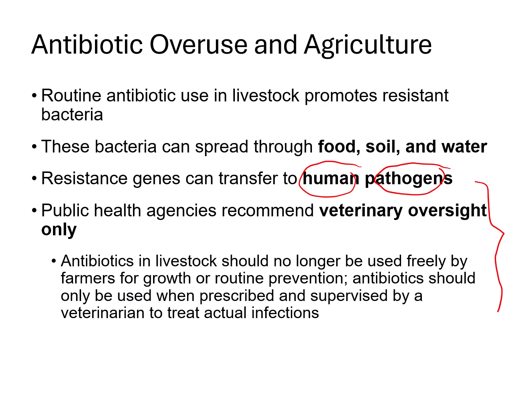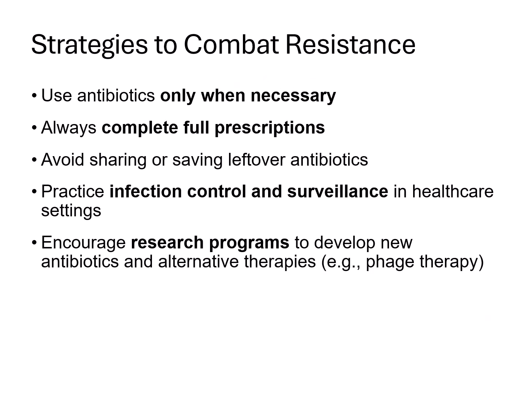So one way we can avoid the spread of antibiotic resistance or antimicrobial resistance is through veterinary oversight. What this means is that antibiotics should only be used in animals like livestock under the supervision and approval of a licensed veterinarian, and these antibiotics should not be used routinely or for non-medical purposes like growth promotion. Other ways to combat resistance include using antibiotics only when they're necessary, right? You should not be taking antibiotics for a viral infection or a fungal infection where it would be ineffective.